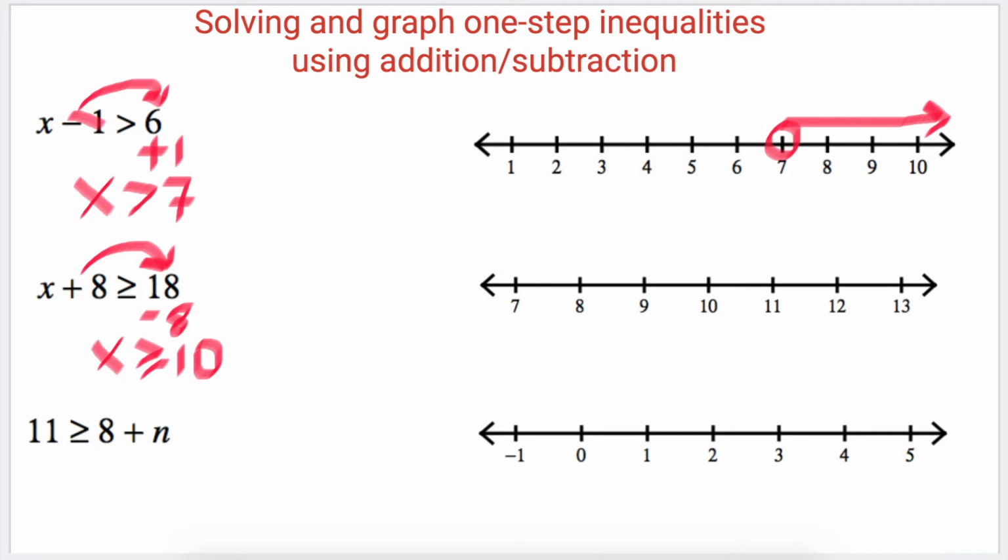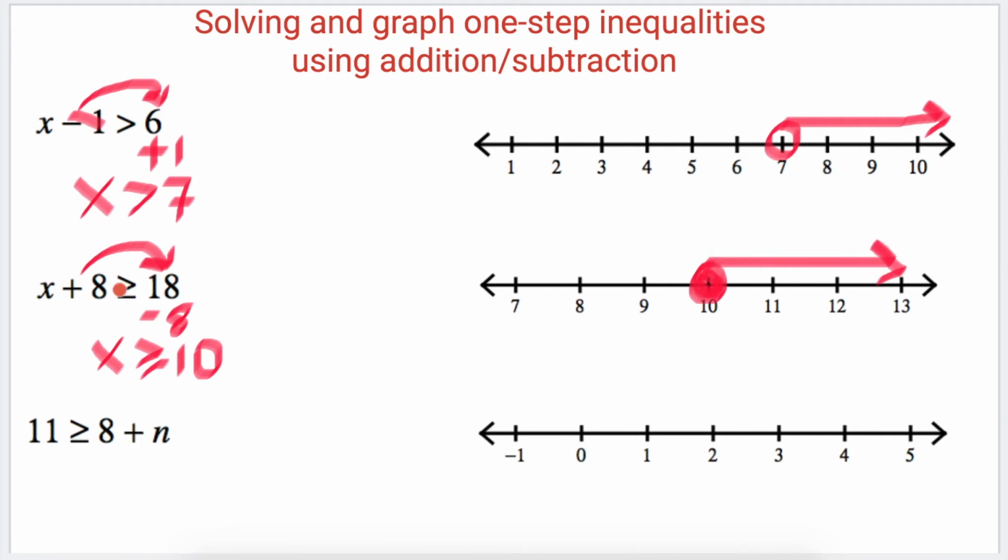So now when we want to graph it, we need to locate where 10 is on the number line, and then we're going to draw a circle and shade it. After shading the circle, we need to know whether the arrow is going to go to the left or to the right. In this case, it's going to go to the right because we want all the x values that are greater than 10.